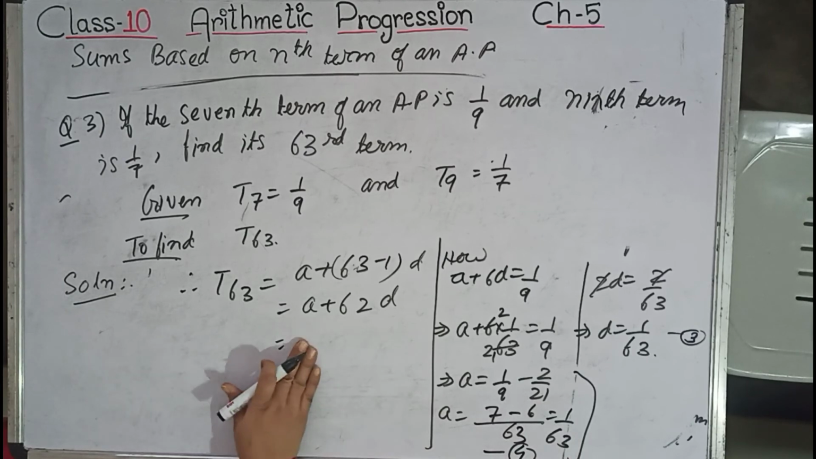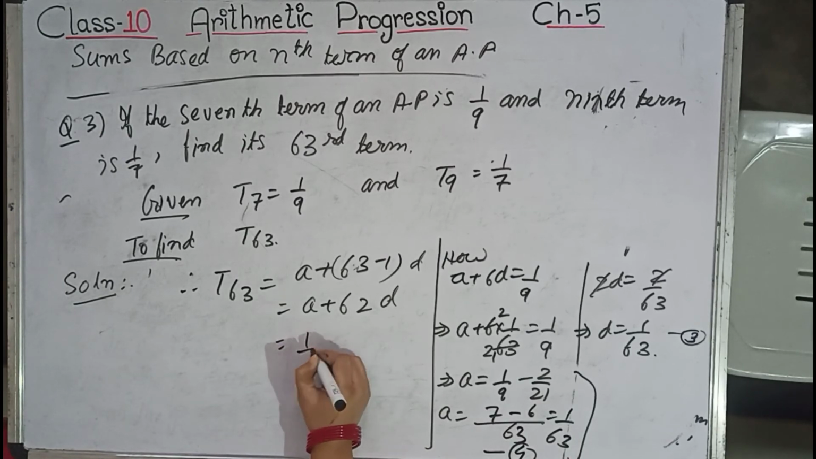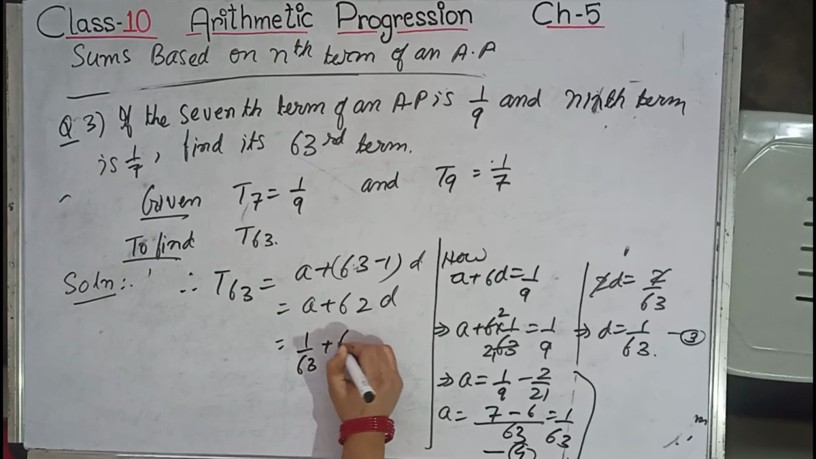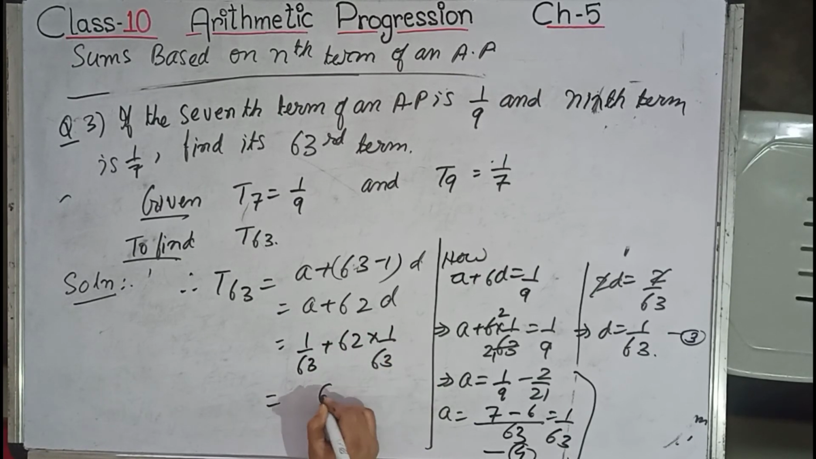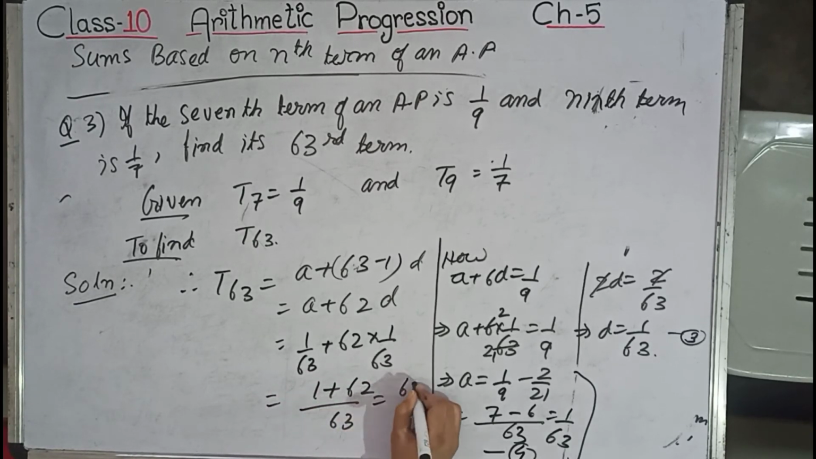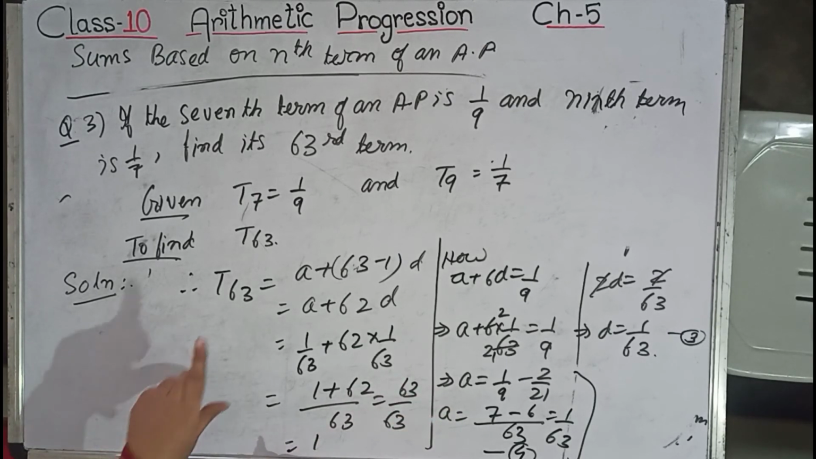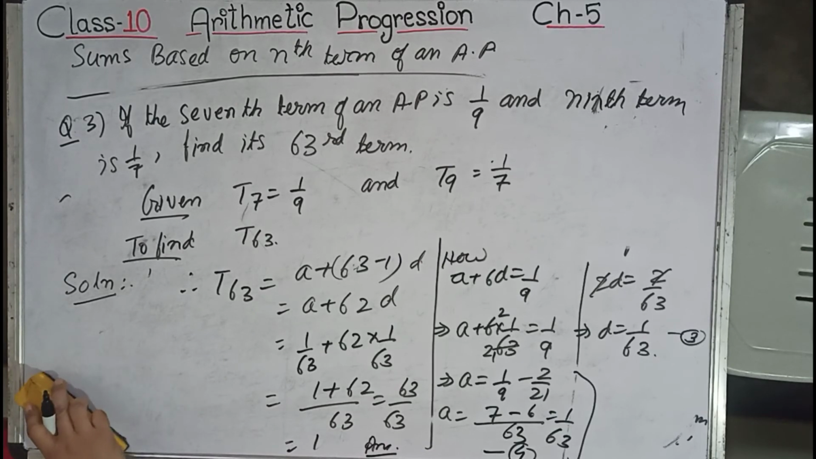So simple substitution over here. 1 by 63 plus 62 into 1 by 63. So this will be equal to (1 plus 62) by 63, equals 63 by 63, equals 1. So 63rd term is 1, and hence this is the answer. Let us move to a few more types.